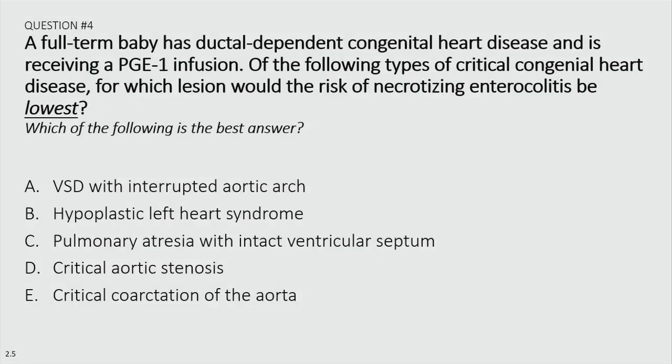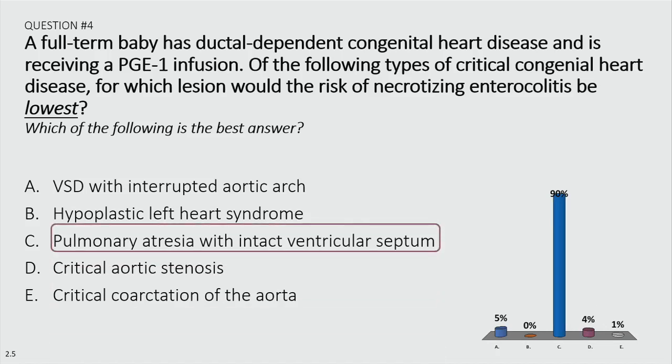A full-term baby has ductal-dependent congenital heart disease and is receiving prostaglandins. Of the following types of critical congenital heart disease, for which lesion would the risk of NEC be lowest? A, VSD with interrupted arch. B, hypoplastic left heart syndrome. C, pulmonary atresia with intact ventricular septum. D, critical aortic stenosis. E, critical coarctation of the aorta. So of all these lesions, which one does not give you a higher risk of NEC?